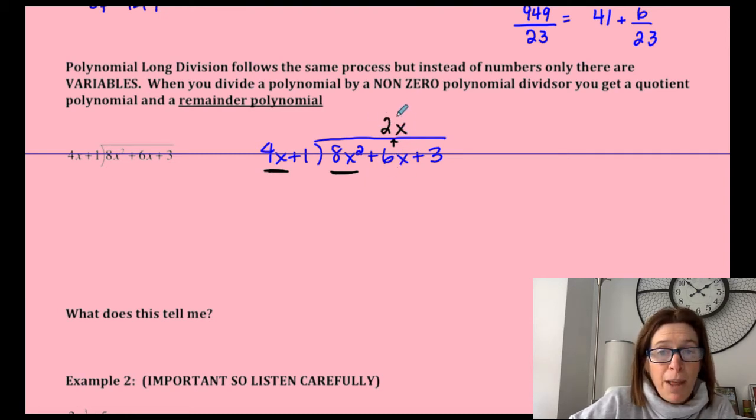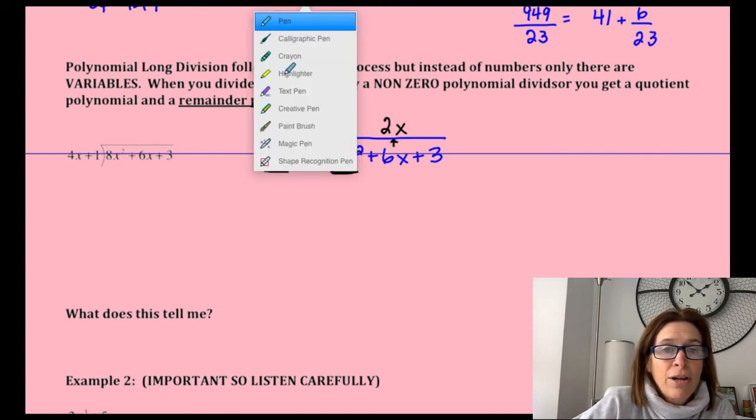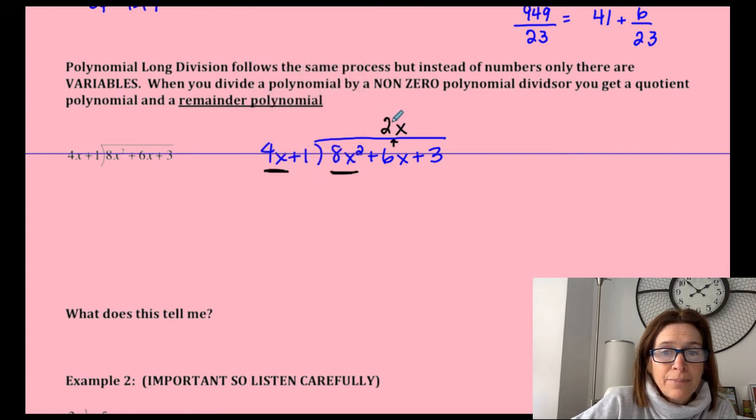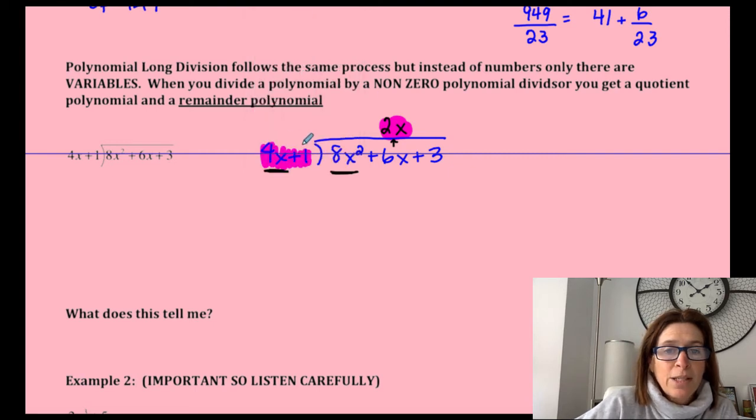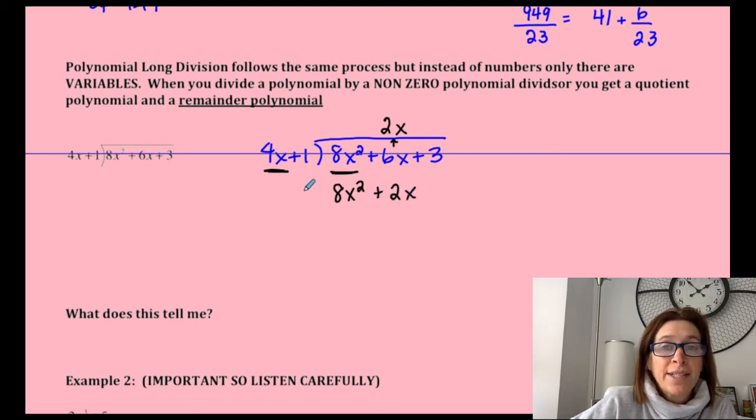Okay, then I need to multiply 2x, okay? Actually, let me use a highlighter. I need to multiply 2x to 4x plus 1, okay? Okay, so let's do that. 2x times 4x is going to give me 8x squared, and then 2x times 1 is going to give me 2x. And then I'm going to subtract.